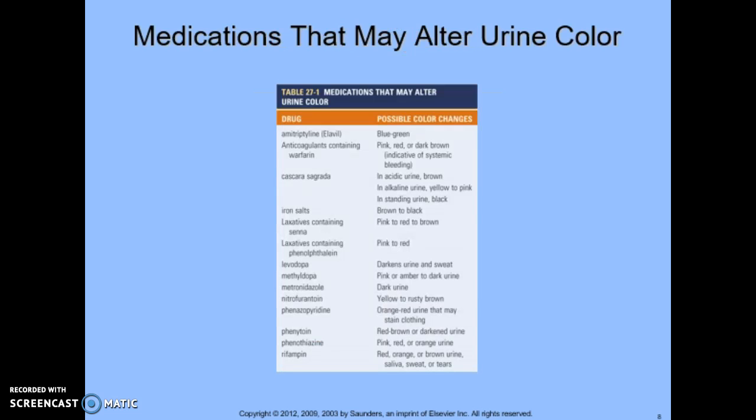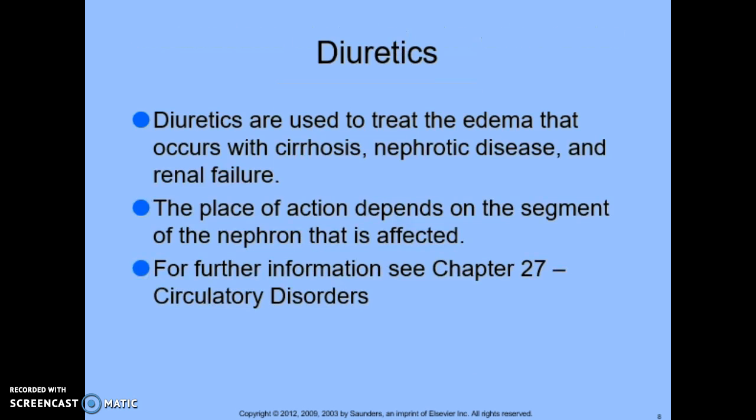Here we see in table 27.1 the medications that may alter urine color. Again, patient education is key on this, and patients need to be aware that UTI medications may change the color of their urine depending on the type of medication being used. Please make sure to take some time to look at this table.